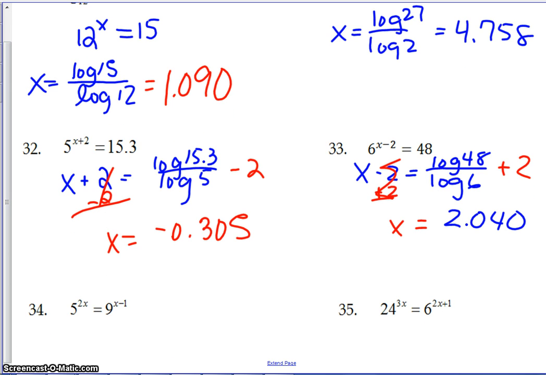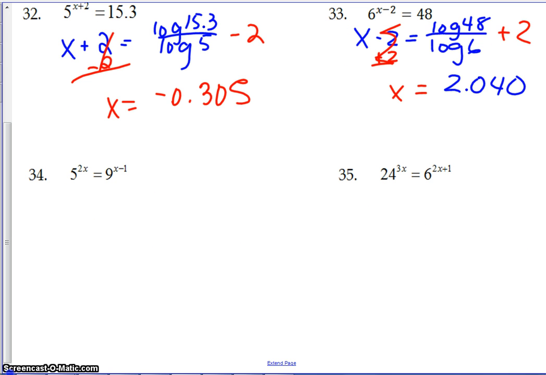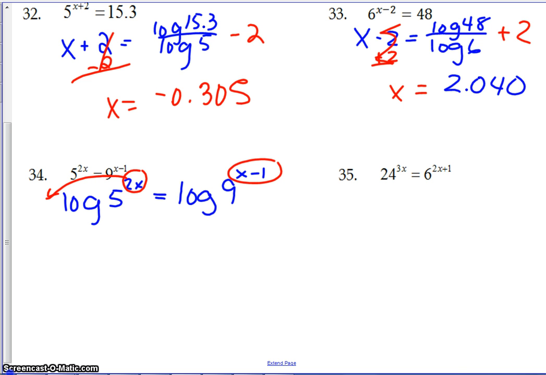All right, the last couple are probably our most challenging. There will be some like this on the test, where what do we do when we have a variable on both sides? And this does get a little involved, it can be very involved. So what I do for these is I take the log of both sides. So the log of 5 to the 2x equals the log of 9 to the x minus 1. So now I have an exponent. Exponents can become the coefficients, so the exponents can jump out in front. So what we have is 2x log of 5 equals x minus 1 log of 9.